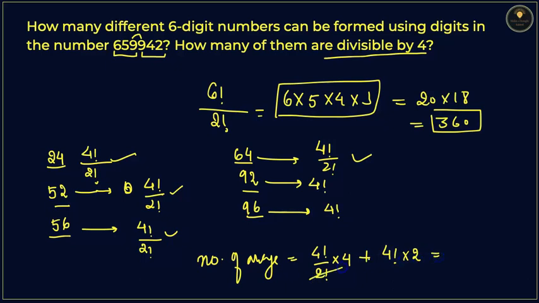So let's solve this one. 2 factorial can cancel, and you will get the value as 2. So 4 factorial into 2, and 4 factorial into 2, so you will get 4 into 4 factorial. 4 into 4 into 3 into 2: 4 4s are 16, 3 2s are 6. The total number of arrangements that you will get is equal to 96.